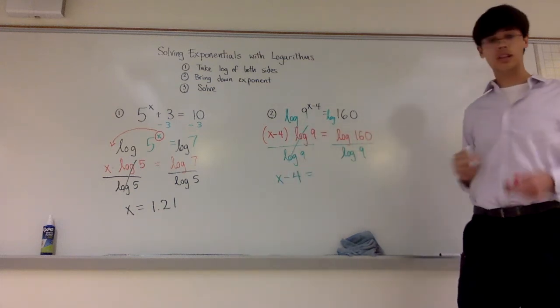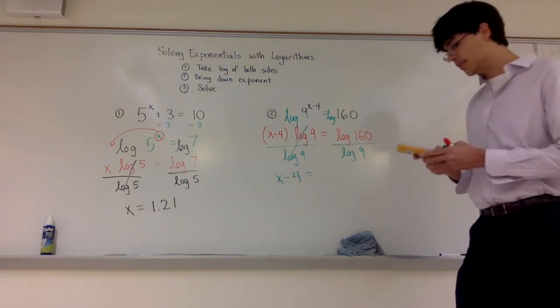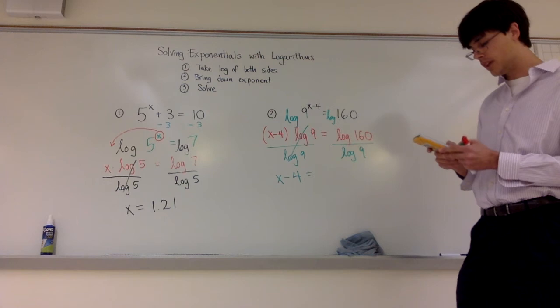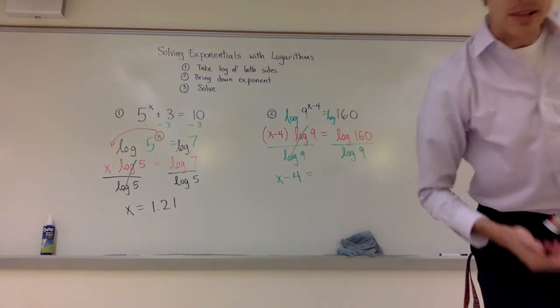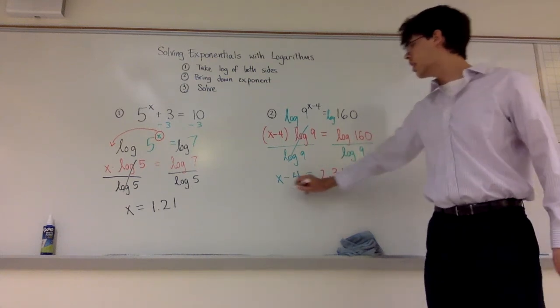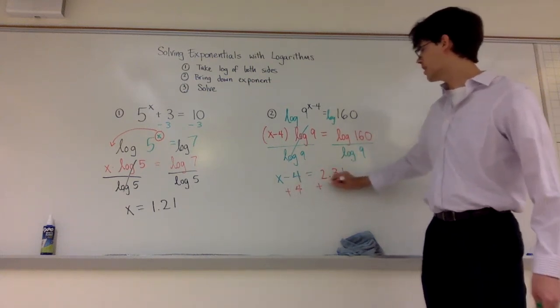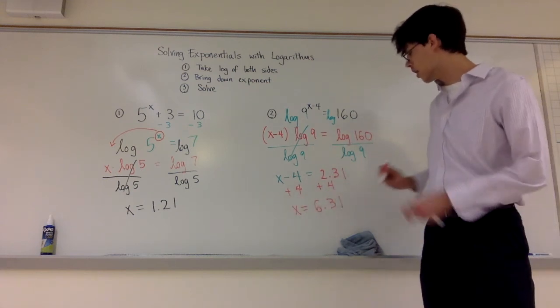And again, I'll take my calculator to divide out that part. So if I divide log 160 by log 9, again remembering to close my parentheses, that equals, if I round it, 2.31. So this side is 2.31. And then I simply add 4 to get my answer here. So I'm going to end up with x equals 6.31.